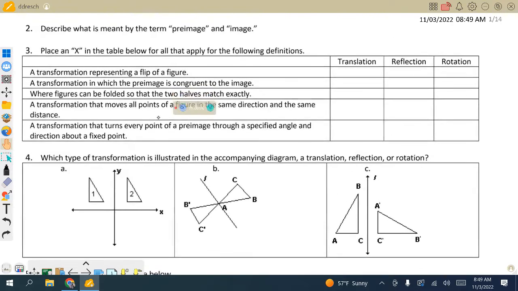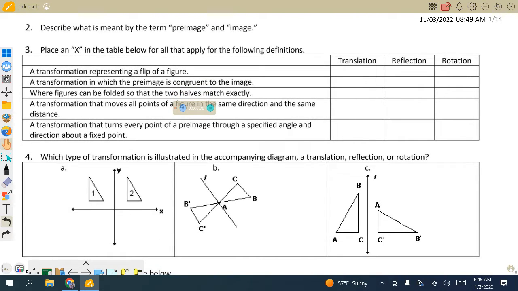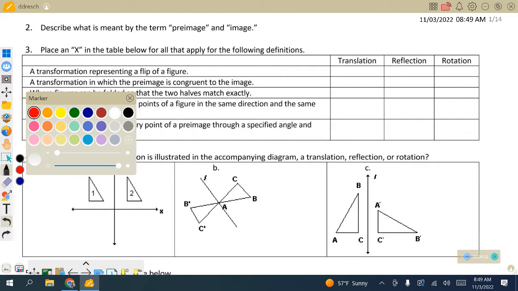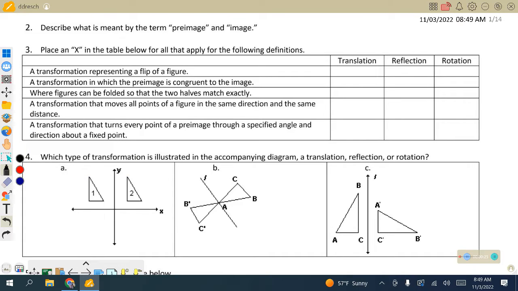All right. So here, going through a little bit of vocabulary with that. Transformation representing a flip of a figure. What do you got there, Sam? Reflection. That is a reflection. Reflection is a flip. All right. So what do we just say? Reflection.